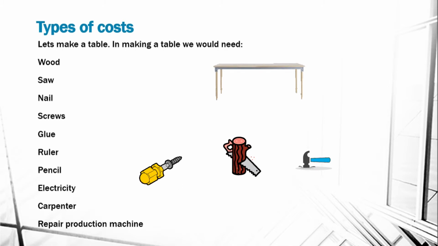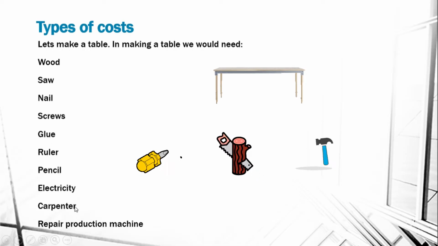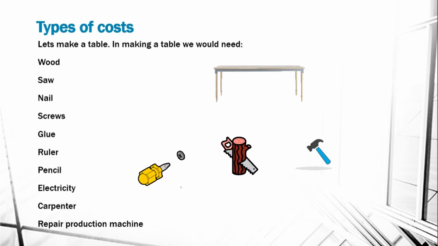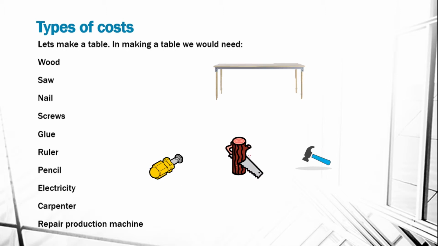Now, if we are going to make a table, then we would need wood, right? Yes, we would need wood. We would need a saw. We would need nails or screws and glue, ruler, pencil, electricity, carpenter, right? Yeah, we need somebody to be able to put all of these things together. And then we would need a machine, like a production machine. I don't know what the production machine would be. I'm not a carpenter, but you're going to need some machine, maybe to cut the wood and shape the wood and sand it down and stuff like that. So yeah, the production machine, right? Sometimes you may need to repair it even, right?